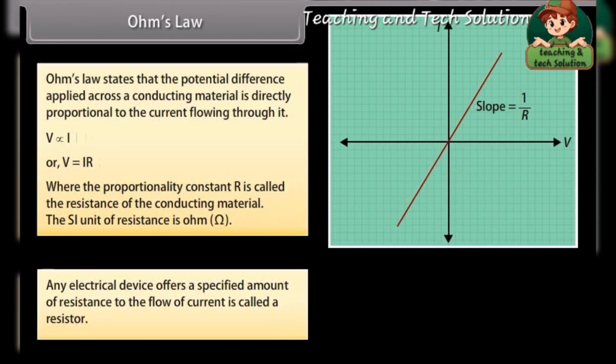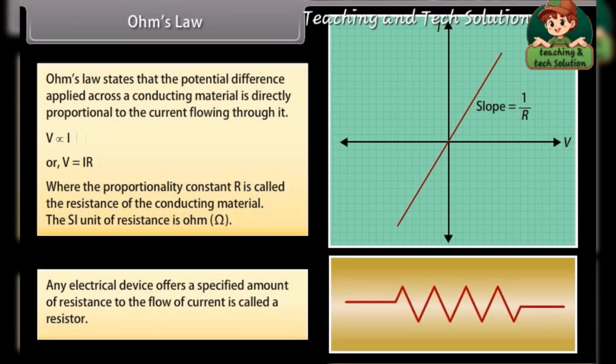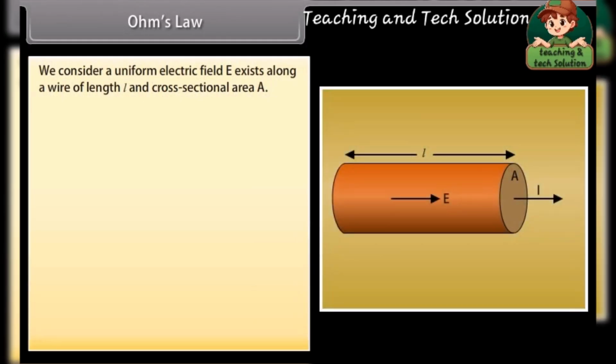Any electrical device that offers a specified amount of resistance to the flow of current is called a resistor. We represent a resistor by this symbol. We consider a uniform electric field E existing along a wire of length L and cross-sectional area A.